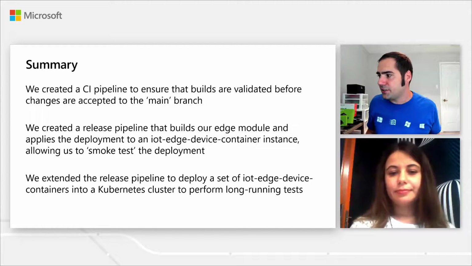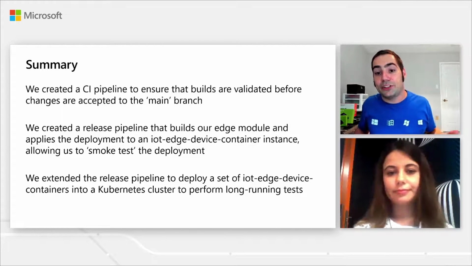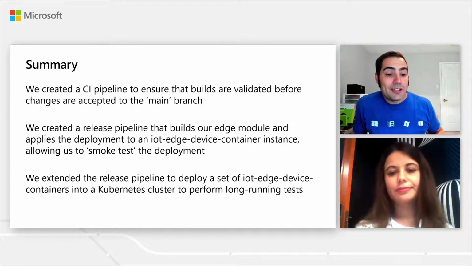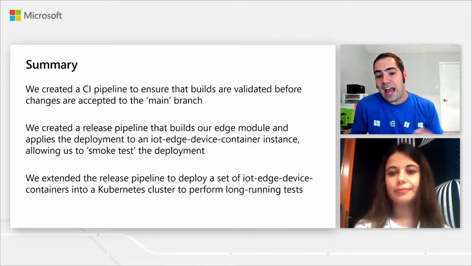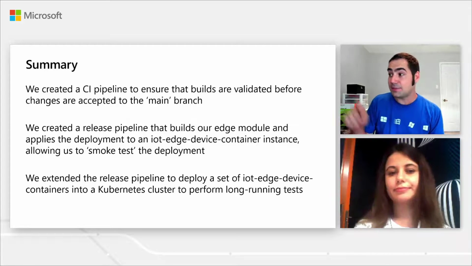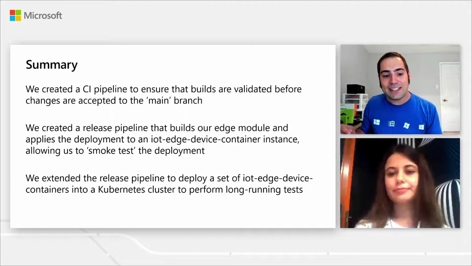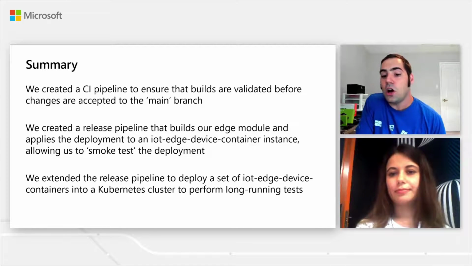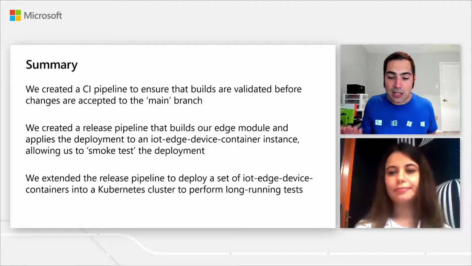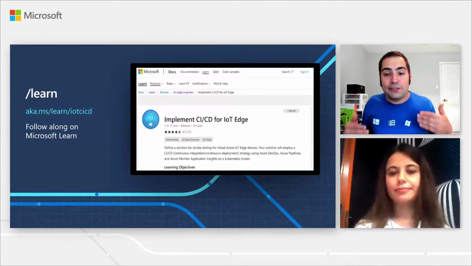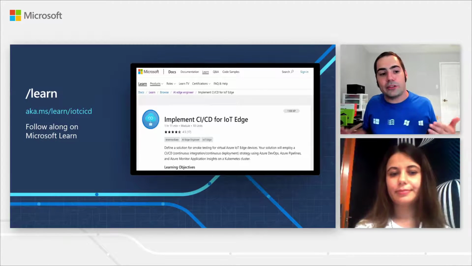So what did we see here today? We created a pipeline that ensures our builds are validated before changes are accepted to the main branch. We created a release pipeline after that, which builds our module and applies the deployment to an IoT Edge device container instance, allowing us to smoke test the deployment. We then extended the release pipeline to deploy a set of IoT Edge device containers into a Kubernetes cluster to perform long-running tests.